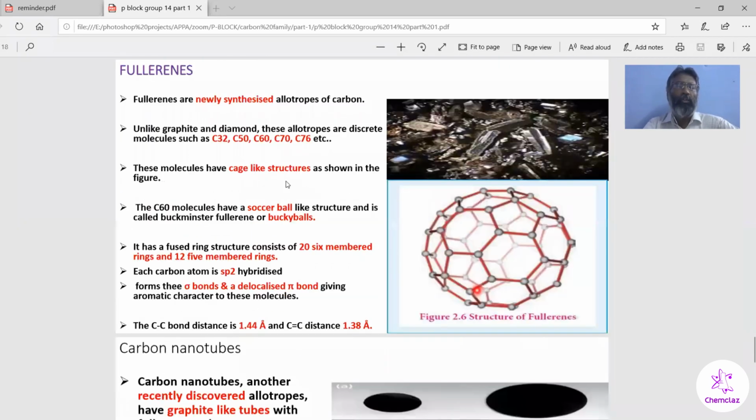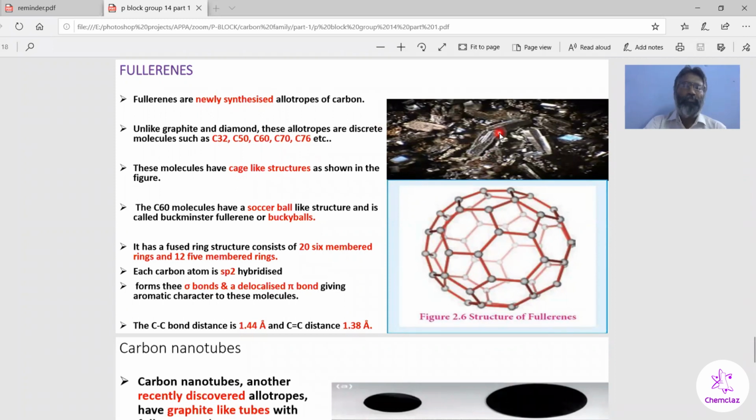The next one is fullerene. Fullerene is a newly synthesized allotrope. Diamond and graphite are natural allotropic forms of carbon, but fullerene is a synthetic allotropic form of carbon. So this is the appearance of fullerene.